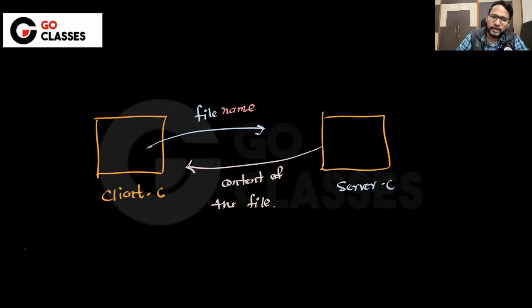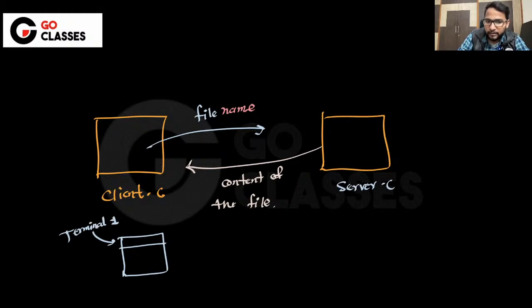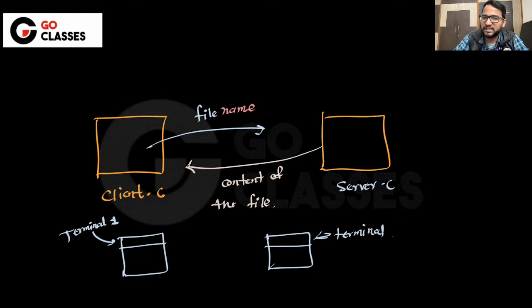Now tell me, just a very normal question: if I finish writing these two programs, then I have to run these two programs simultaneously, right? Which means I will be opening one terminal, terminal 1, and I will be running the client.c here, right? I will be opening another terminal, terminal 2, or in Windows it is CMD, and then I will be running server.c there, right?